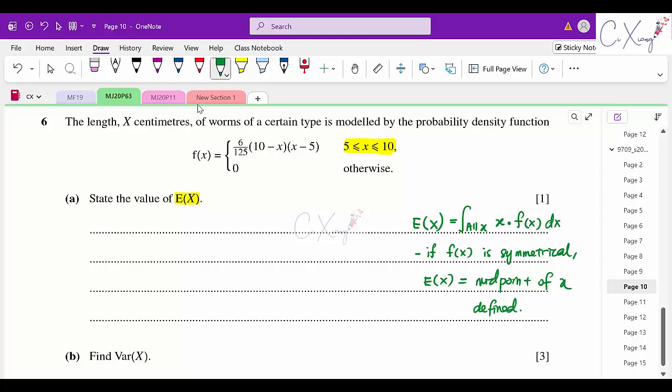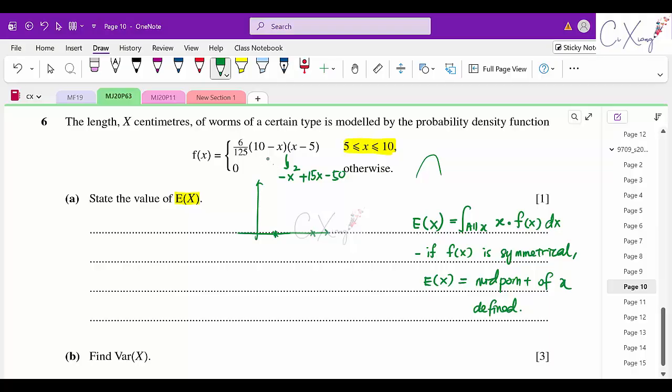If you try to make it become 0, you realize that your diagram will be something like an N shape. If you try to expand it, what do you get? You'll be having negative x squared, then plus 15x minus 50. So you can see from here, you're having negative x squared. It should be a quadratic equation, but having an N shape. Positive x squared means U shape. So negative x squared means N shape, right?